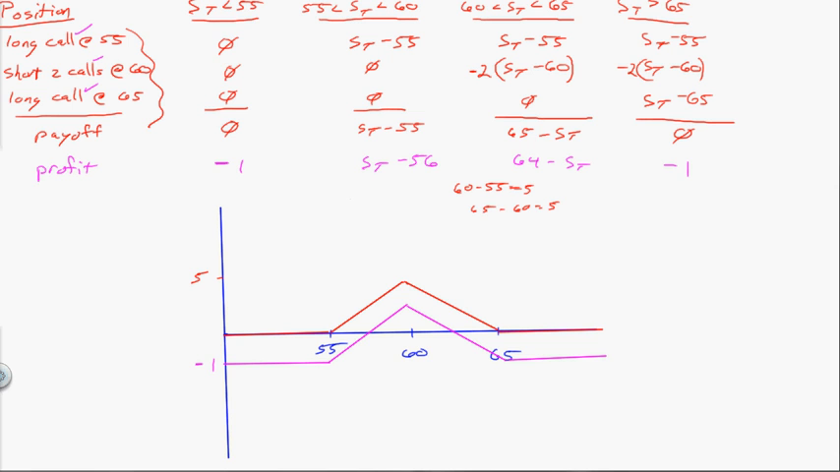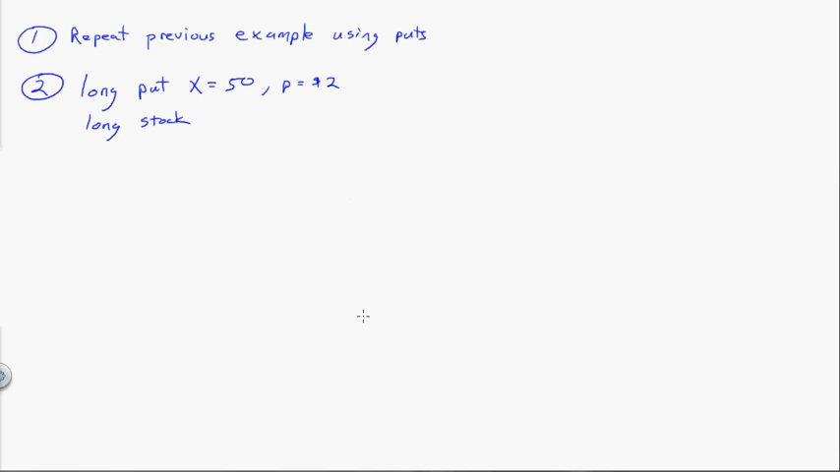That's enough for now. Let me write 2 assignments up here. So I'll pause it just a second. Okay, the last 2 assignments to work out. Repeat what we just did in the previous example, except change the calls to puts, and don't worry about the profit. Just draw the payoff diagram for that one. Problem number 2, assume you're long a put and it costs $2. So P for put premium, and you're long the stock together. Draw that payoff and profit diagram.